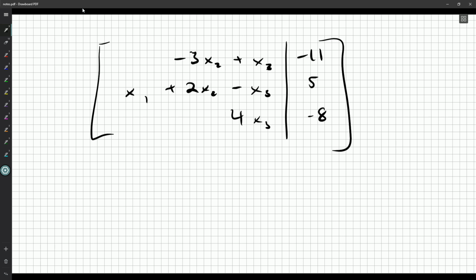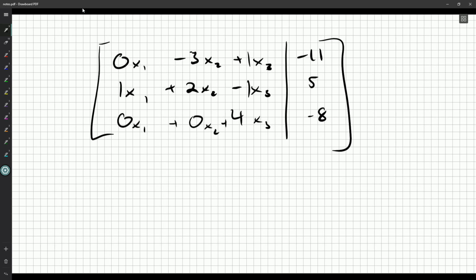Okay. Now we've got, well, a bit more to do. We should add in variables that are missing. So there are 0x1s in the first equation, 0x1s and 0x2s in the last equation. We should introduce coefficients where there aren't any written. So this is really 1x1, 1x2s, 1x3s, and minus 1x3s there.